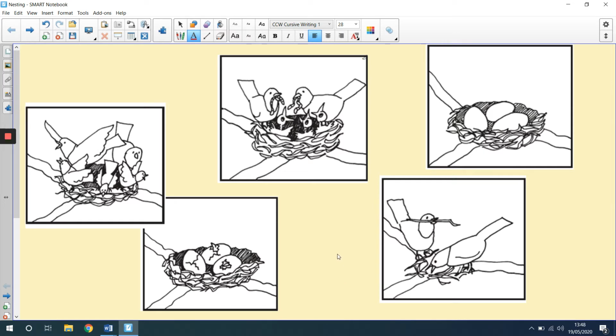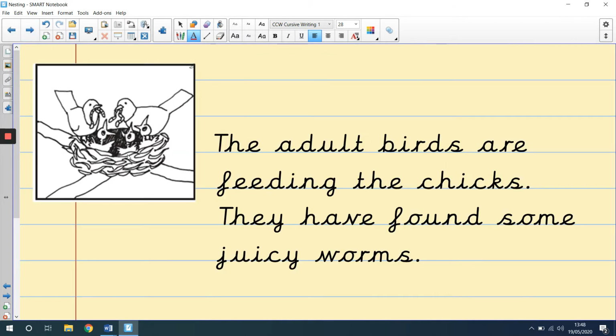The pictures are not in the right order. So one of your jobs for this lesson is to think carefully about the order of the pictures and make sure that when you write your sentences, you're writing about the very first picture first. So we'll have another little think about that a bit later on. The picture I've chosen to show you a sentence about is this one to begin with, but remember, it is not in the right order.